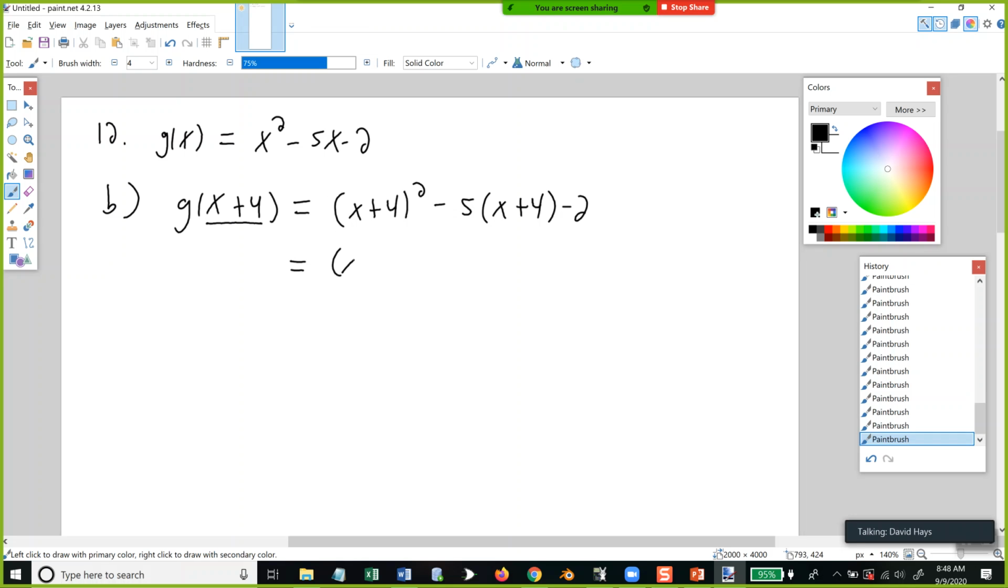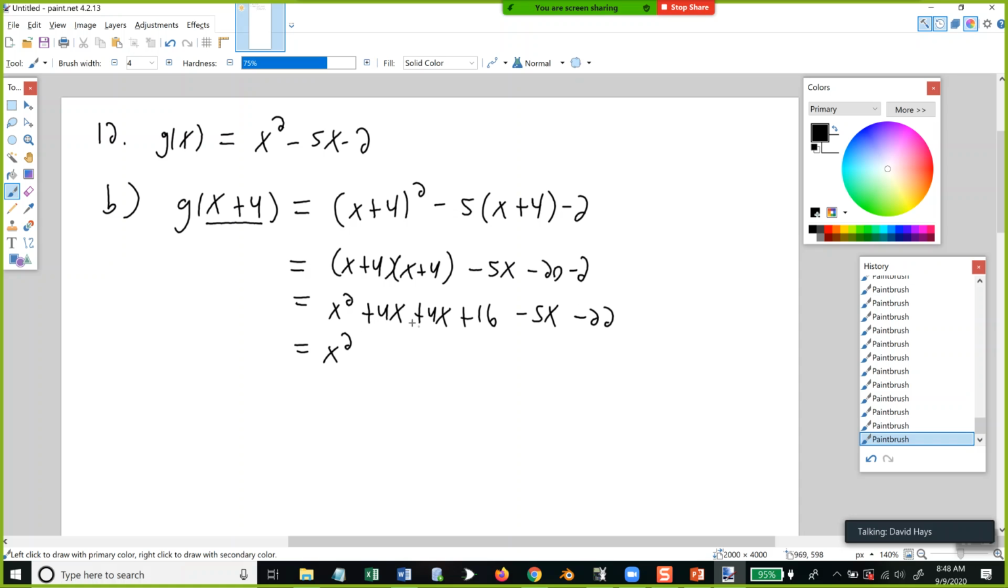X plus 4 squared is x plus 4 times x plus 4. Here we use the distributive property. Negative 5 times x is negative 5x. Negative 5 times 4 is negative 20. I'm going to FOIL those. X times x is x squared. X times 4 is 4x. 4 times x is 4x. 4 times 4 is 16. Minus 5x. Negative 20 and negative 2 is negative 22. Combine like terms. 4x plus 4x is 8x. Minus 5x is 3x. And then 16 minus 22 gives us negative 6. And that'd be our answer.